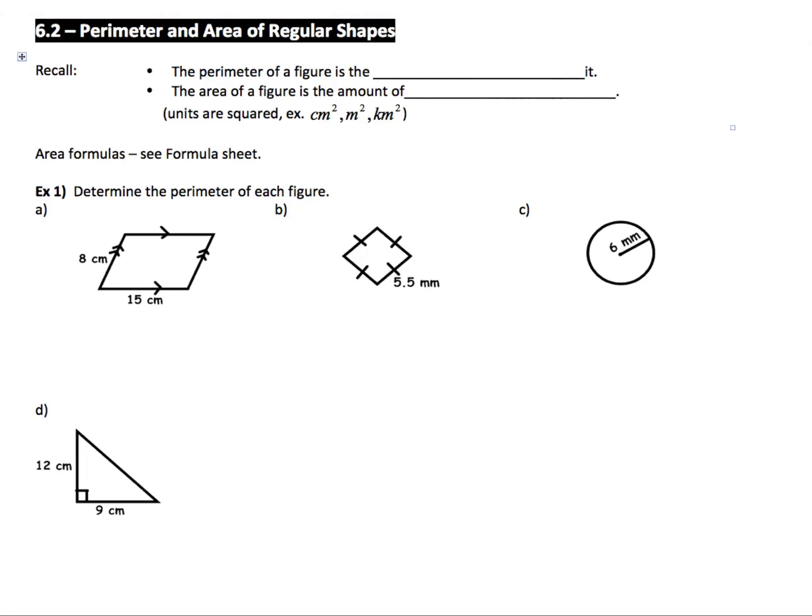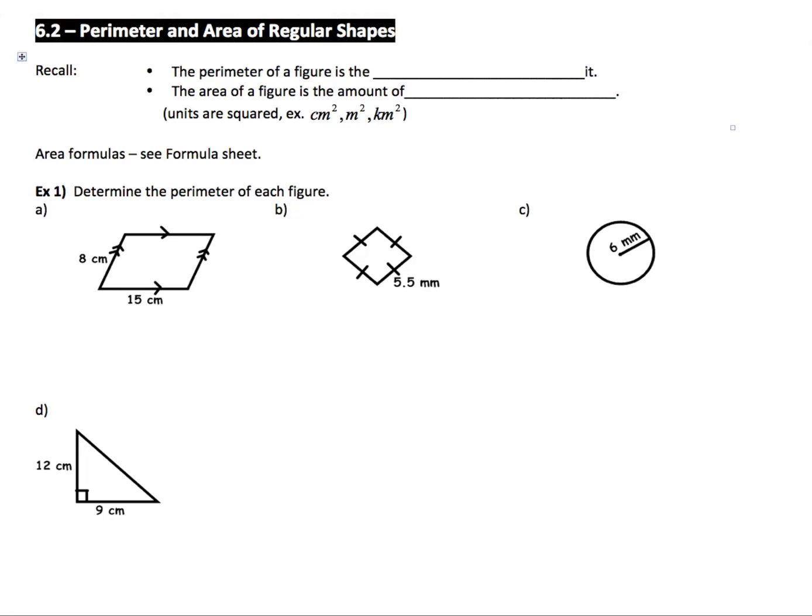This is Mr. Smith, and this is 6.2 Perimeter and Area of Regular Shapes. We're building off a little bit of Pythagorean theorem that will be seen in this. In fact, you see it on the first page. And we will be building off of this in the next lesson as well. So make sure you pay attention and understand this thoroughly, and we will be moving on.